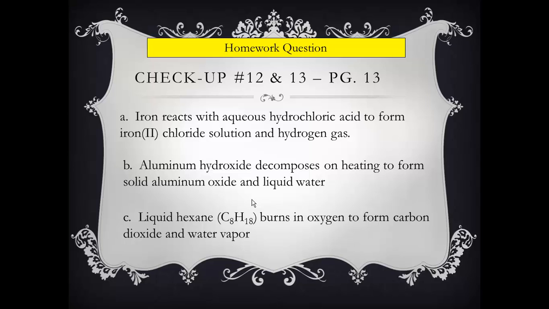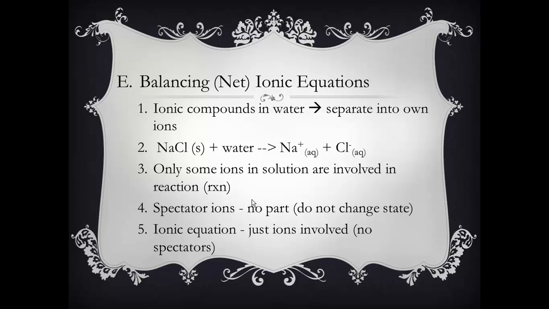Aluminum hydroxide decomposes. That means it has to be a solid. So you've got to know aluminum hydroxide is a solid. It decomposes into solid aluminum oxide and liquid water. And then you have liquid hexane, burns in oxygen, oxygen's a gas, to form carbon dioxide and water vapor. So that one's pretty similar to the previous example.